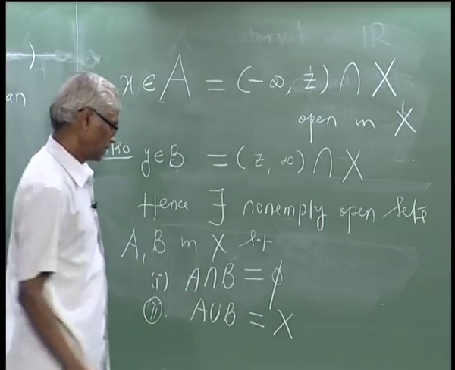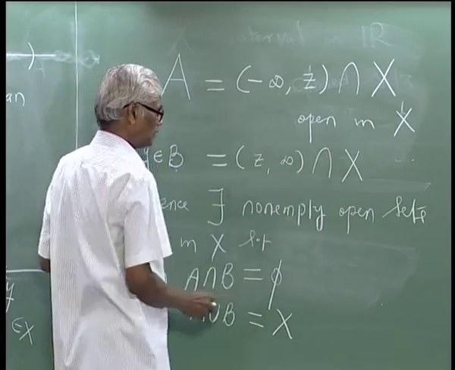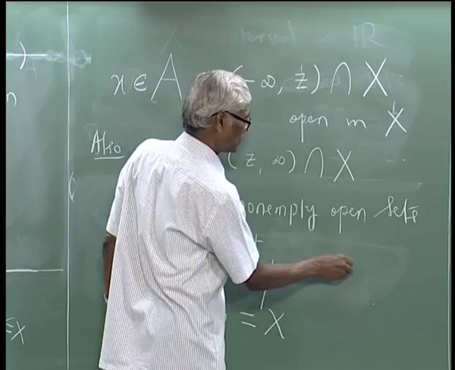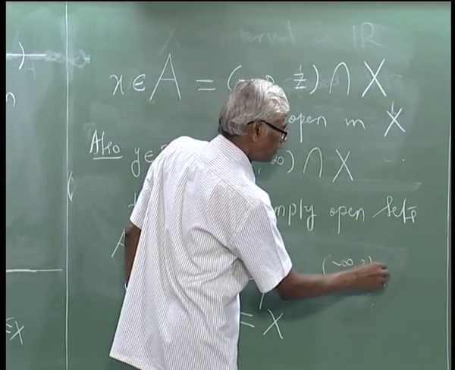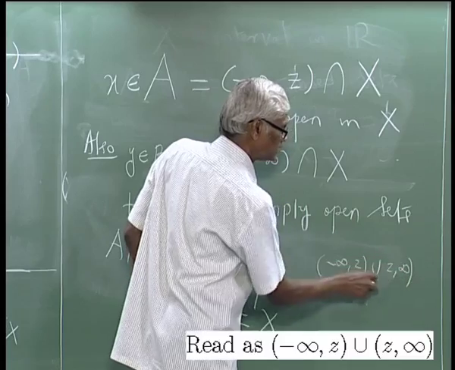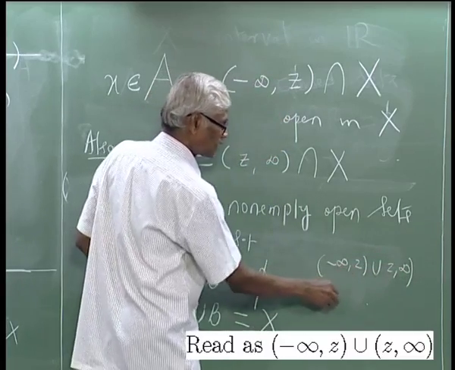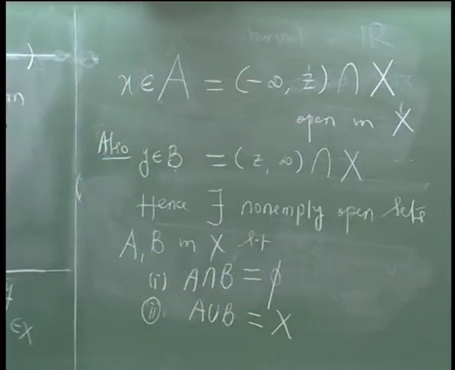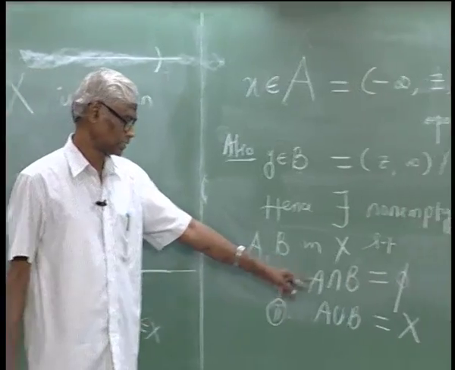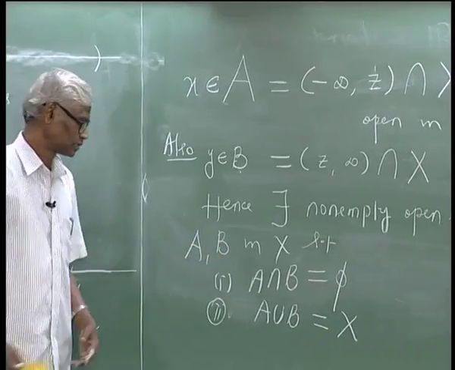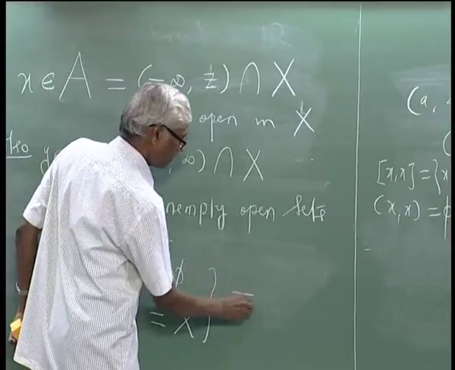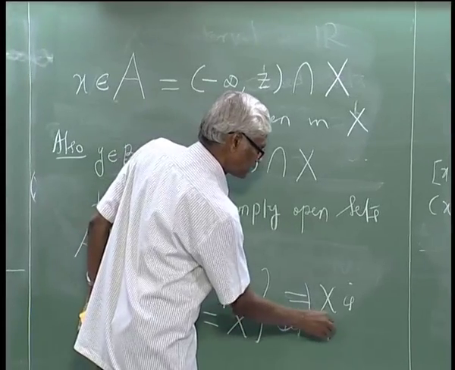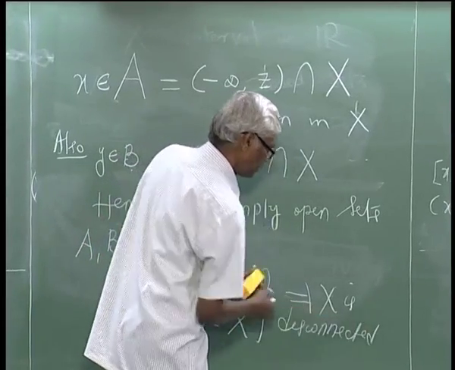In fact, the only element which is in this set, minus infinity to Z union Z to infinity, is Z. So, that Z is not in our X. So, this union will give us the whole space X, hence this will form a separation for X. So, this will imply X is disconnected, or say not connected, X is not a connected set.